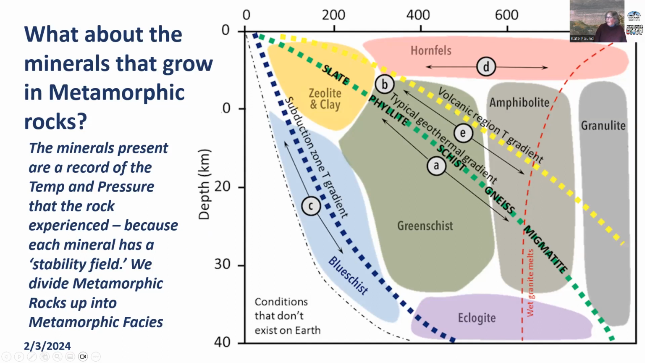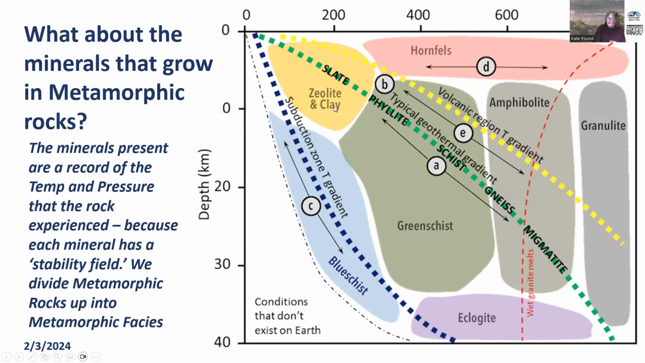Now, there are lots of lines and lots of areas. First, I want to just say something about these different colored areas. They represent different metamorphic facies. So this yellow area represents the stability field for what we call zeolite facies.